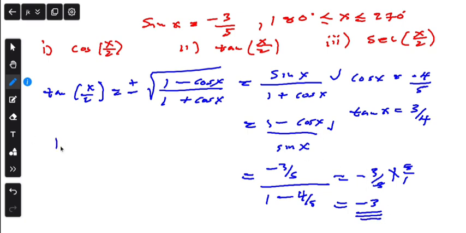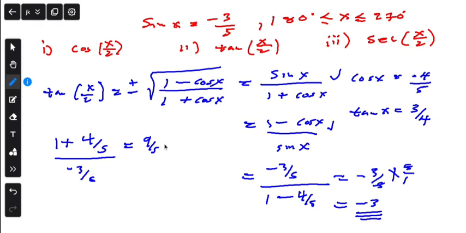So we have 1, then minus. We know that cos x is equal to this one. So here we're going to have a positive, which is 4 over 5. Then divided by sine. What is sine? Negative 3 over 5. So this one multiplied by that is 5 plus 4, that is 9. So 9 over 5.